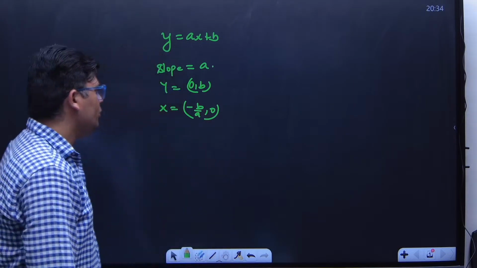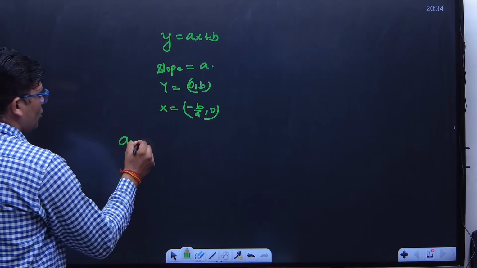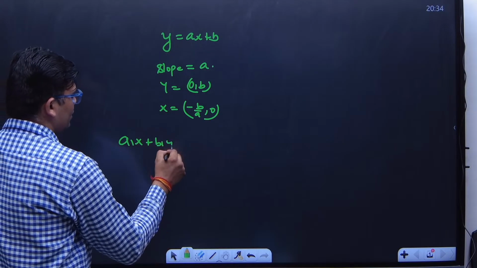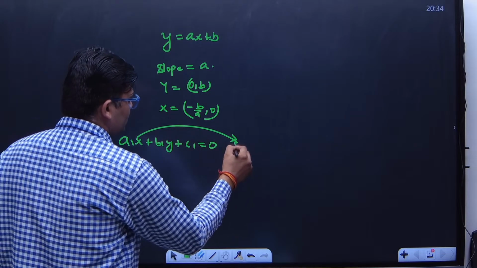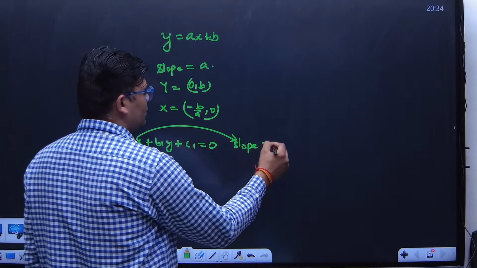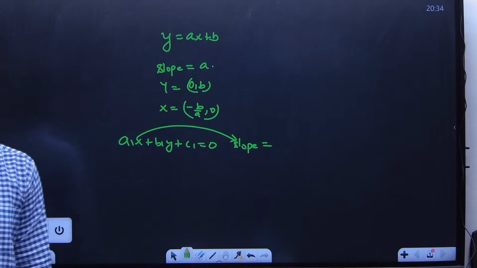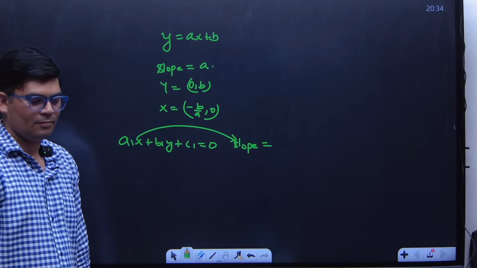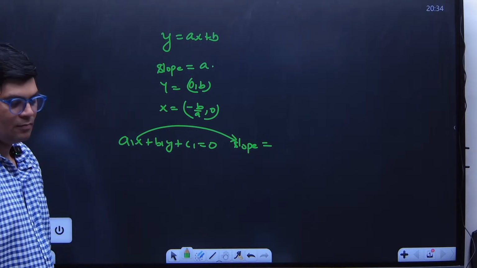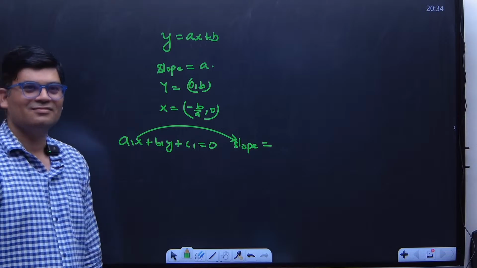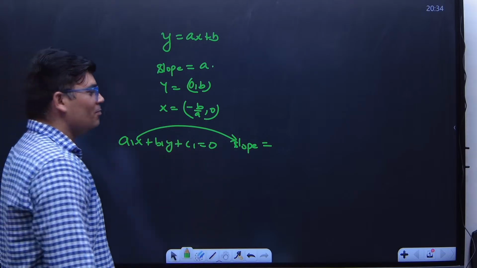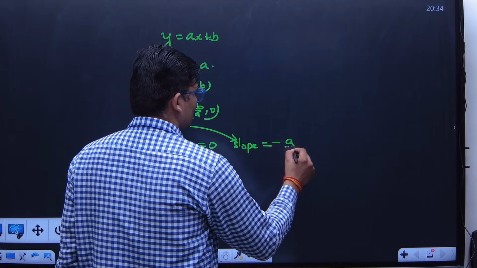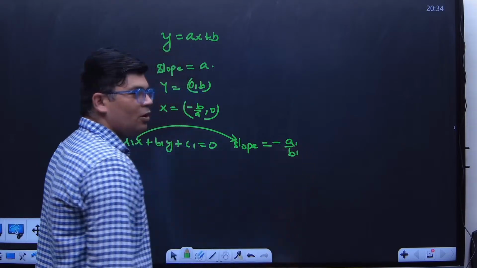Okay, then I told you that these lines are written in this form: a1x plus b1y plus c1 is equal to 0. And if you compare the slope for this line, can you tell me the slope of this line? A? No, a is not the slope. It is minus a1 upon b1, if you remember this. So minus a1 upon b1.